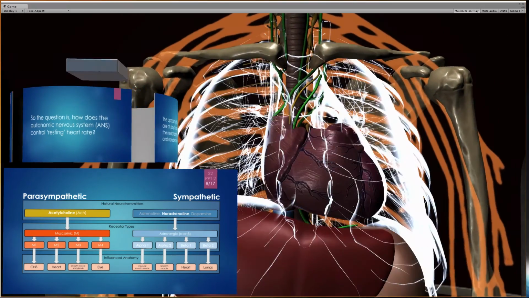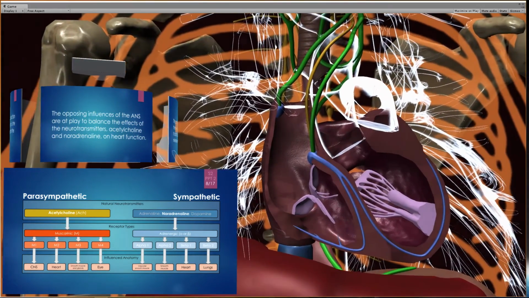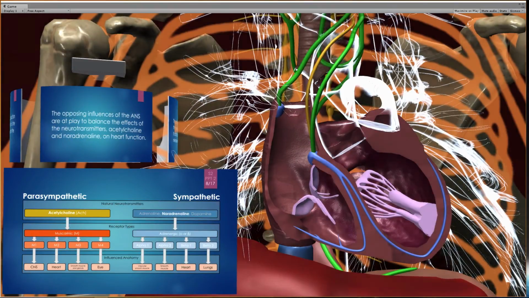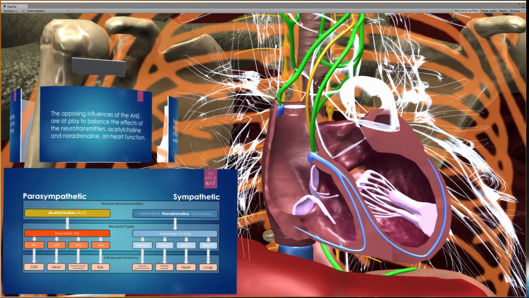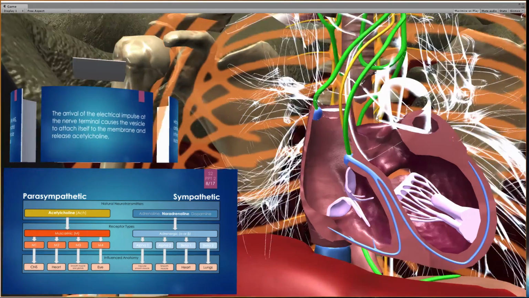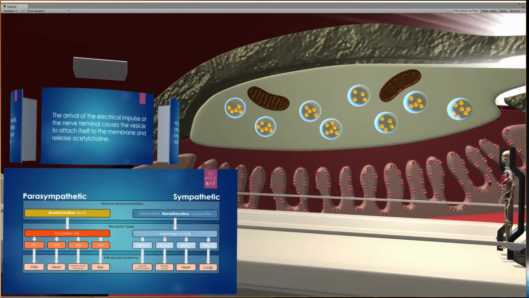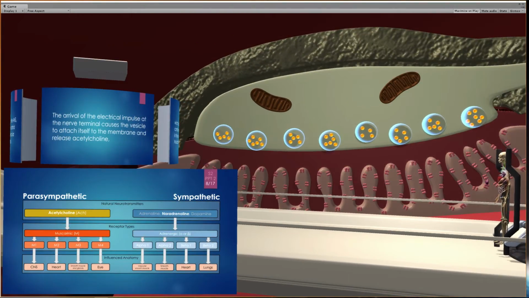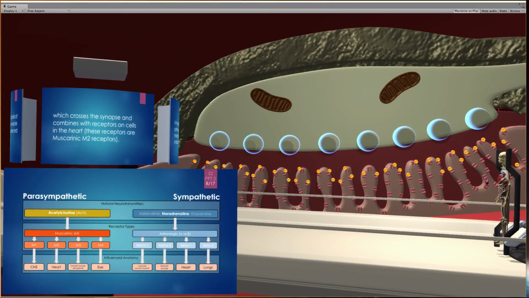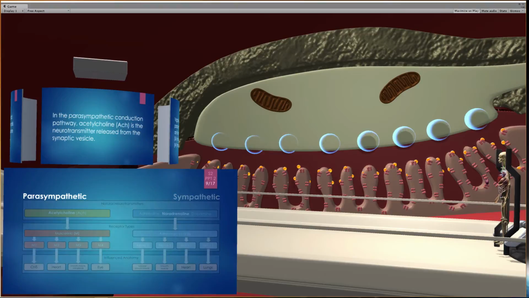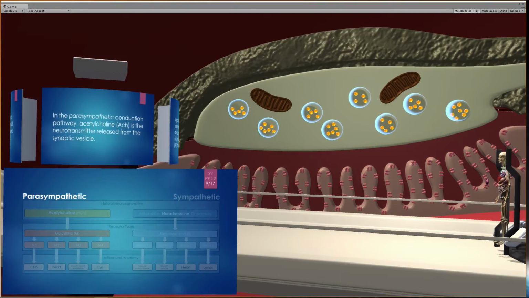The opposing influences of the ANS are at play to balance the effects of the neurotransmitters acetylcholine and noradrenaline on heart function. The arrival of the electrical impulse at the nerve terminal causes the vesicle to attach itself to the membrane and release acetylcholine, which crosses the synapse and combines with receptors on cells in the heart. These receptors are muscarinic M2 receptors. In the parasympathetic conduction pathway, acetylcholine is the neurotransmitter released from the synaptic vesicle.